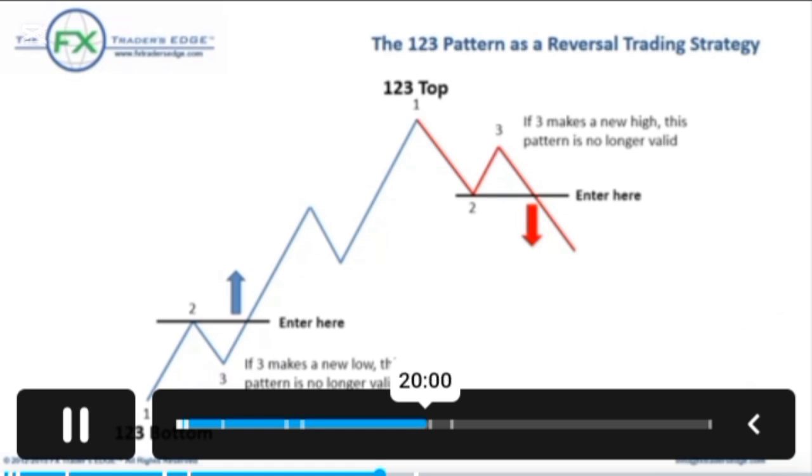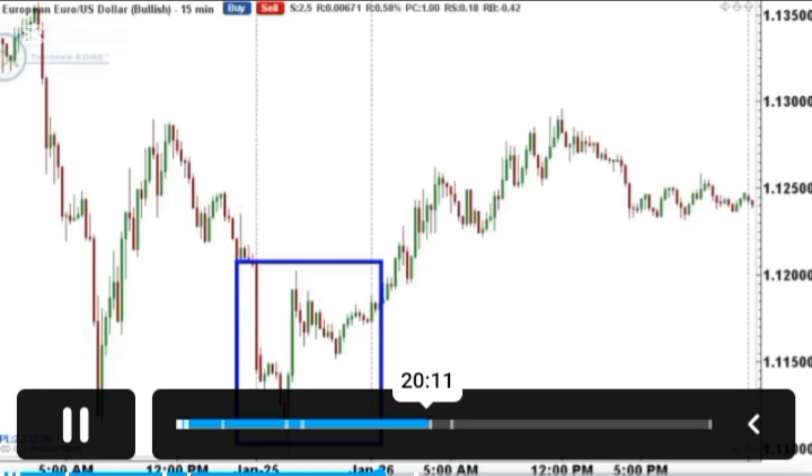Now let's look at some examples in the market to show this in practice before we move on to the 1, 2, 3 pattern as a trend continuation strategy. Let's move to live markets now. This is the Euro USD on the 15-minute chart. I highlighted the visible low on the chart, and this is a nice 1, 2, 3 pattern. Point 1, point 2, point 3. This looks to be between 10 and 20 bars.